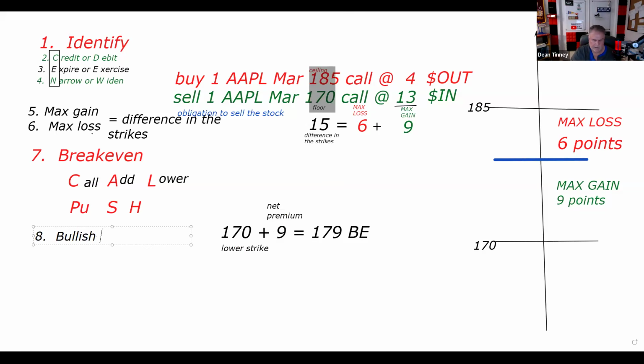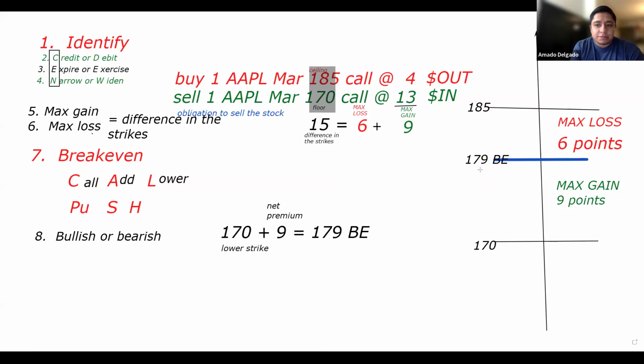And why that's important is we need to know where we need it to be in relationship to our break even, right? Here's our break even. We'll put that in here, 179. And do we want Apple to be above 179 or below 179? Where do we want Apple to be in relationship to that? I believe below. Yeah, this is a bearish spread, right?